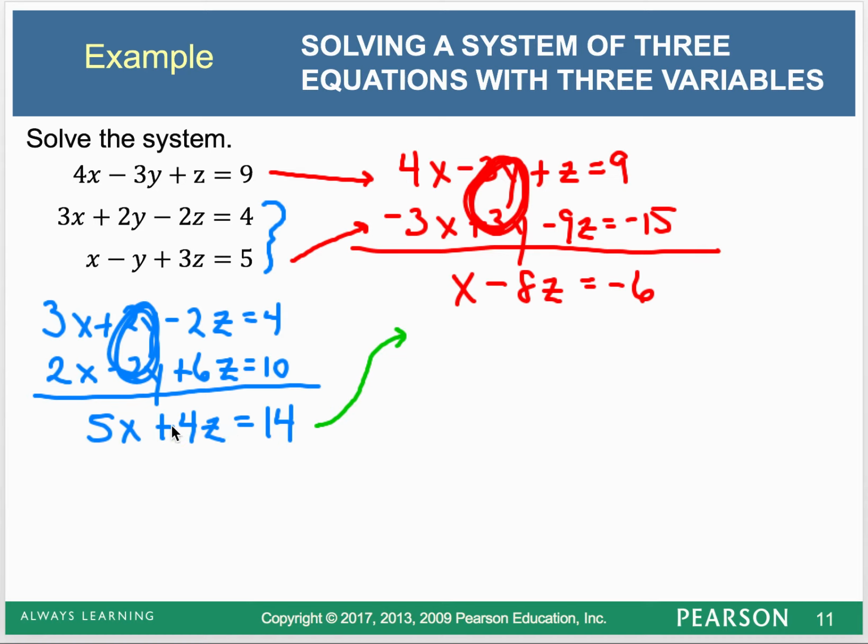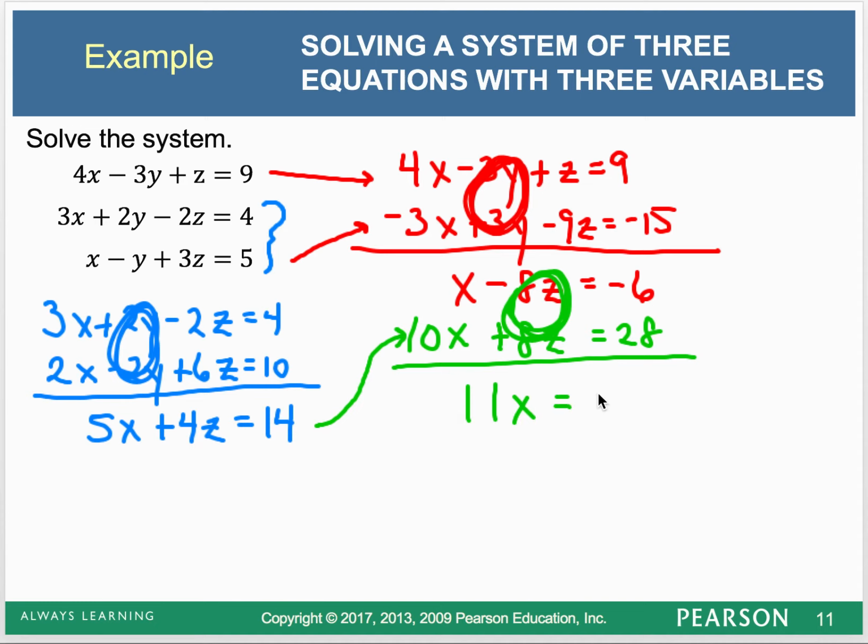Multiplying by 2. Okay, so 10x minus, no, just multiplying by 2, right? So plus 8z equals 28. Oh, double check myself. 10, 8, 28, all positive. Yes. All right, so my z's get eliminated.